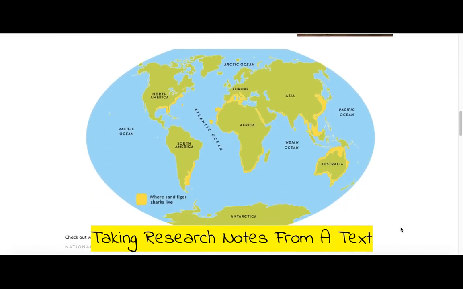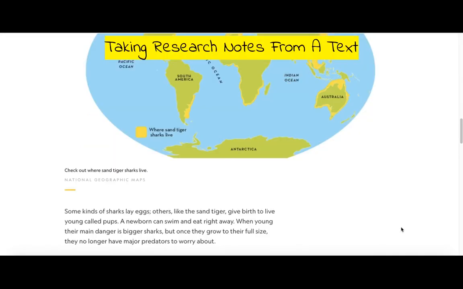Here is a map that shows us where the sand tiger sharks live. Those spots are marked in yellow. Some kinds of sharks lay eggs. Others, like the sand tiger, give birth to live young called pups. A newborn can swim and eat right away. When young, their main danger is bigger sharks, but once they grow to their full size, they no longer have major predators to worry about.